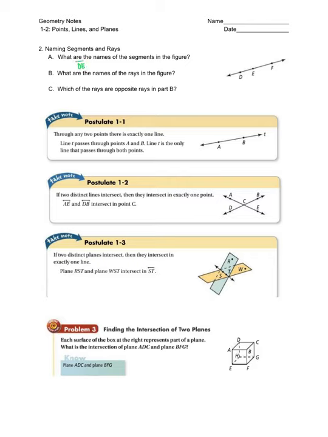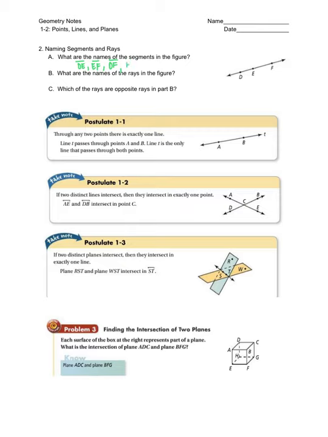and remember, if it's a segment, we don't have any arrows. We have segment EF and segment DF, and then we look to see, are there any others? There's no new ones, but we know that we can name them backwards as well. So let's go ahead and do that.